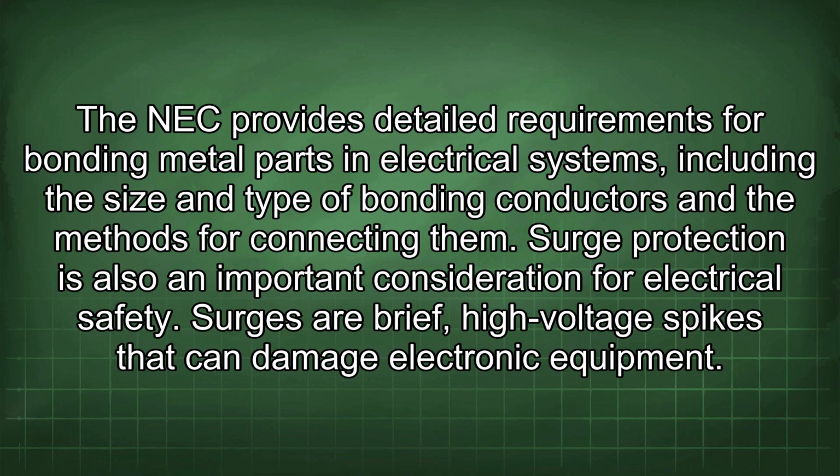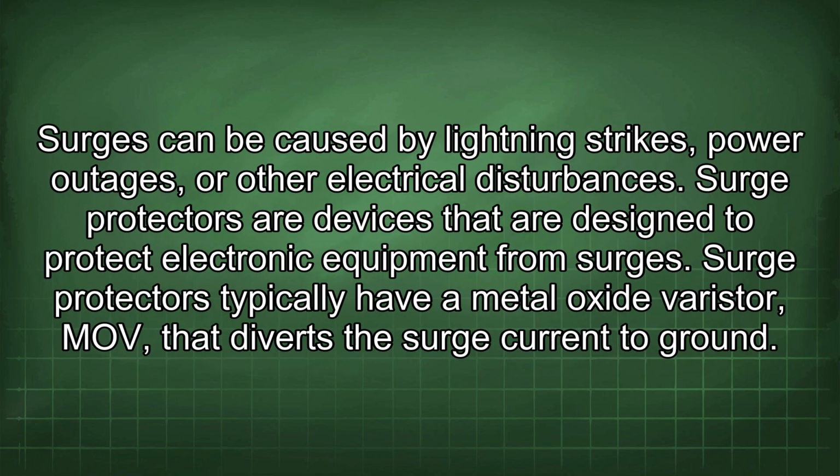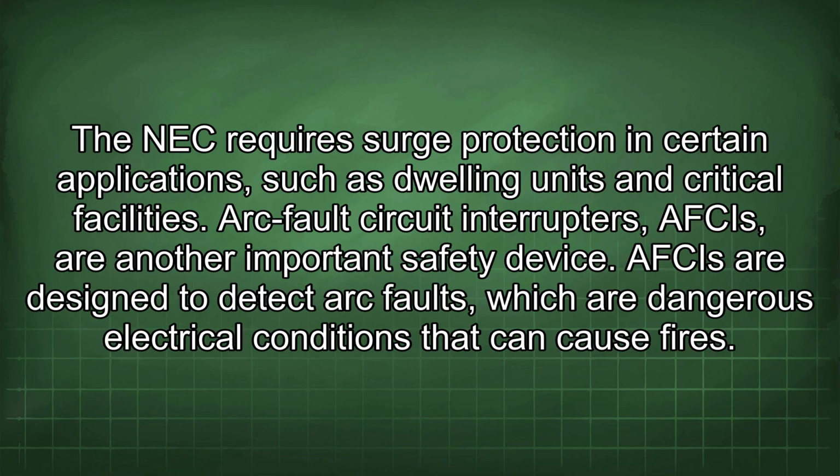Surge protection is also an important consideration for electrical safety. Surges are brief, high-voltage spikes that can damage electronic equipment. Surges can be caused by lightning strikes, power outages, or other electrical disturbances. Surge protectors are devices that are designed to protect electronic equipment from surges. Surge protectors typically have a metal oxide varistor, MOV, that diverts the surge current to ground. The NEC requires surge protection in certain applications, such as dwelling units and critical facilities.